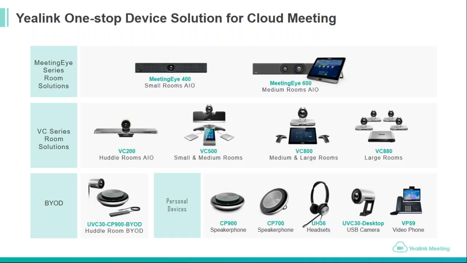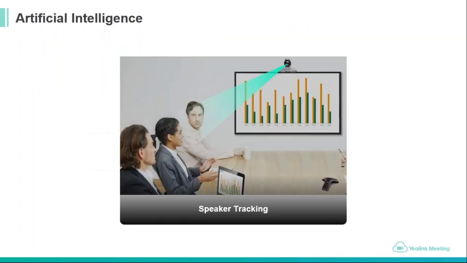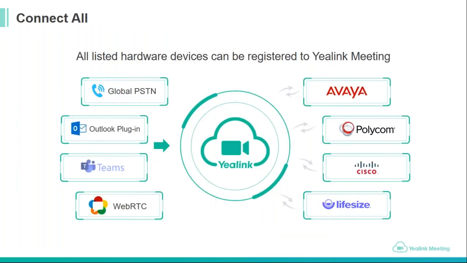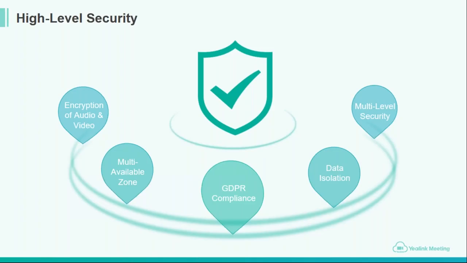The second question is about the security side. Let's go back to the security presentation slides. For security, as I mentioned, first of all, Yealink Meeting is compliant with GDPR. This GDPR is a very strict law to protect user data security and privacy. Secondly, personal data is always located in the preferred region, so it won't be transferred. The customer has the option to remove all their personal data. And we support multi-availability zones and also encryption technologies.